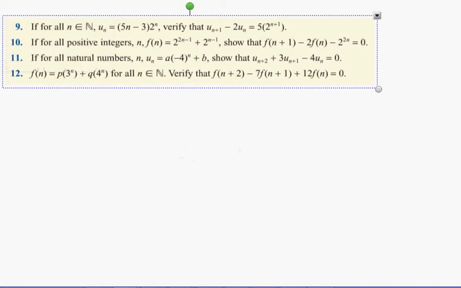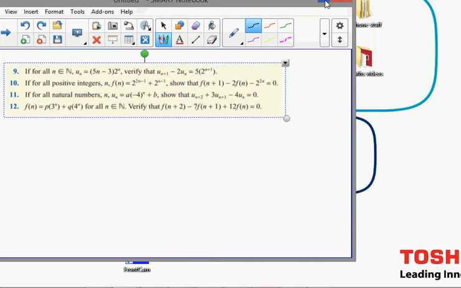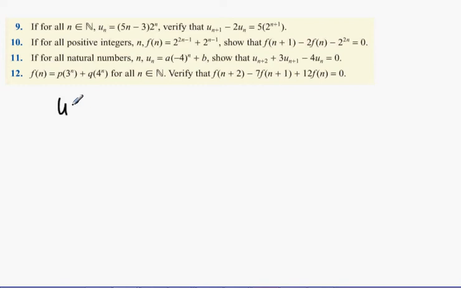Question 9, okay. For all n elements of the natural numbers, so n has to be a natural number which starts from 1, so 1 all the way upwards, okay. u of n equals (5n minus 3) times 2 to the power of n. Verify that u of n plus 1 minus 2 u of n is 5 times 2 to the power of n plus 1. Okay, so what we're going to do first and foremost is write down what u of n is: (5n minus 3) times 2 to the n.